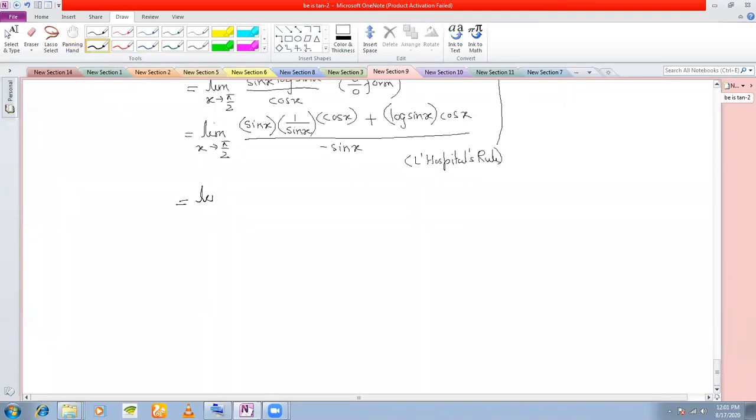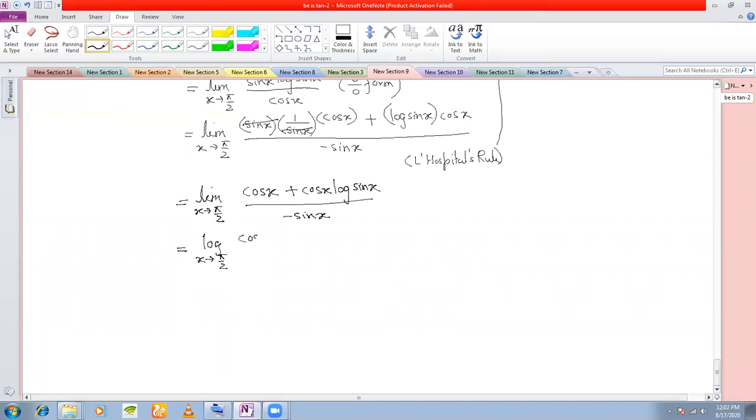So what happens in the next step? We simplify and then again check whether we have got a determinate form or not. This sin x cancels. You simply get a cos x plus cos x into log sin x divided by minus sin x. If you want, you can simplify further, or you can check in this step also, no problem. Let me just simplify, it will be easier.